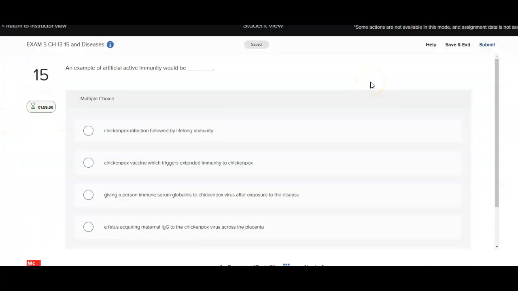So here's a really good question. Basically, it tests your understanding of the different types of immunity. So in this case, an artificial active immunity would be which of the following. I will give you the answers to this one, but just to give you an idea about the thinking on these four. There's natural and there's artificial and there's active and there's passive. It's the 4 types of immunities.